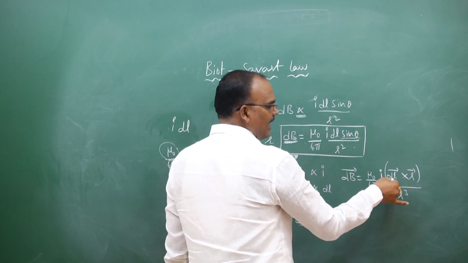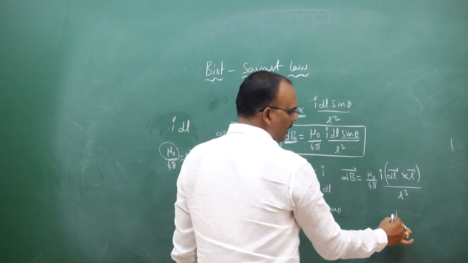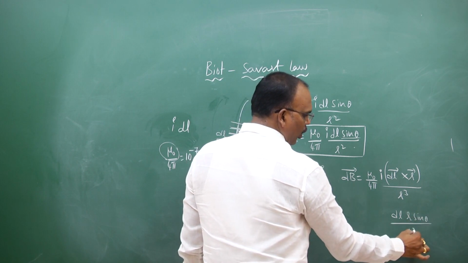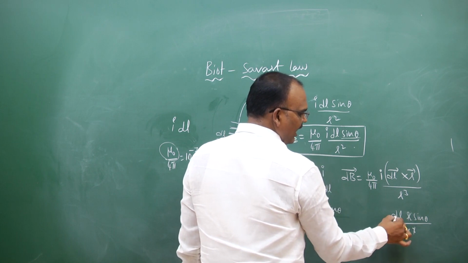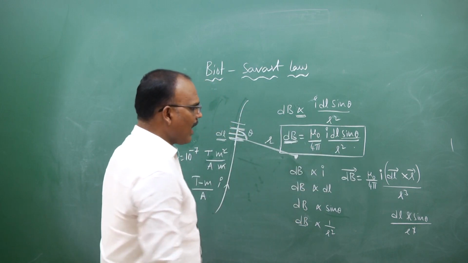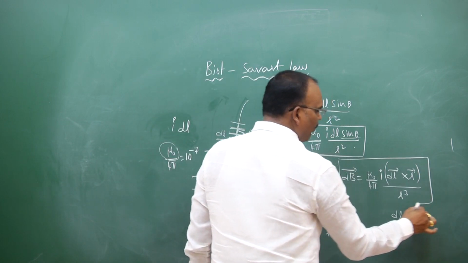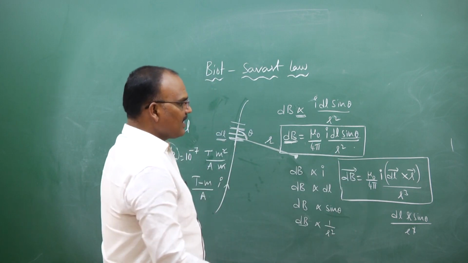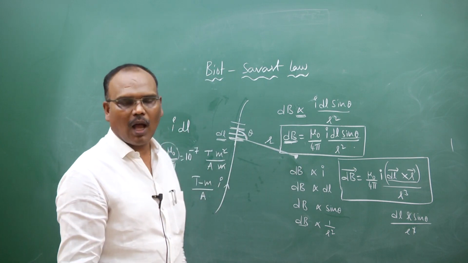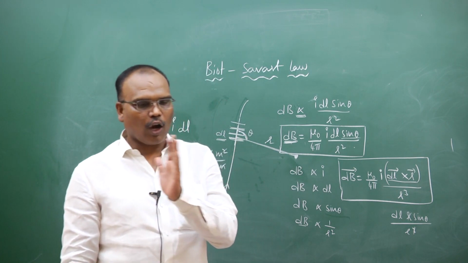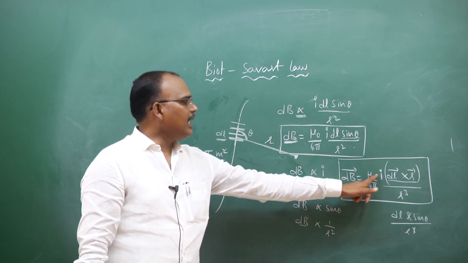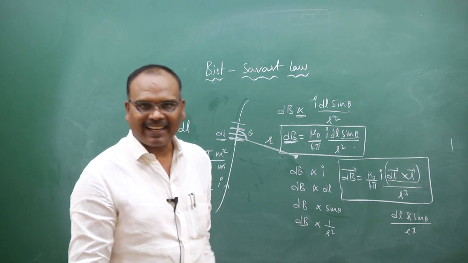If you rewrite this, dl bar cross r bar can be written as dl into r into sine theta divided by r cube. Obviously it becomes dl sine theta by r square. So that's why this is the vector form of Biot and Savart law. See, the vector product, I said very clearly, does not obey the commutative law. We should do the cross product properly. dl bar cross r bar only we should do. I into dl is called the current element vector.